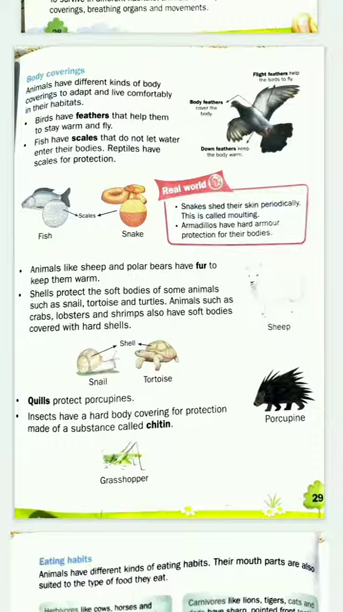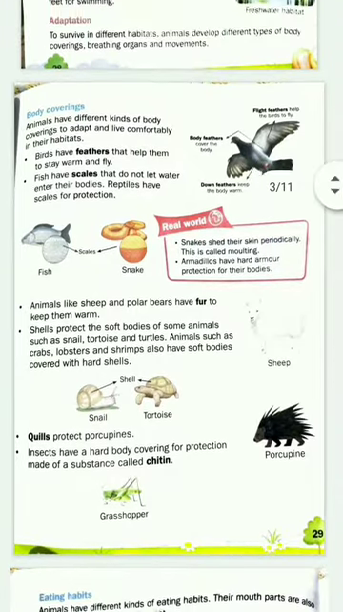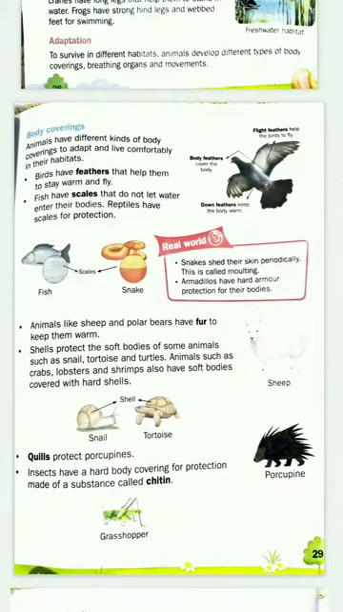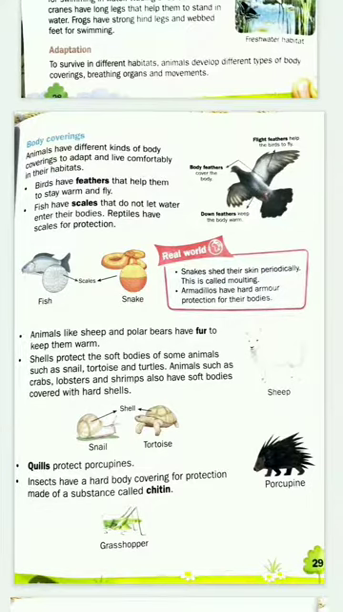Now you can see quills. Quills are small needle-like structures on the body of porcupines. You can see here they have needle-like structures which protect them from predators or from other things. And insects also have protection which is called chitin. These are the outer hard coverings present on the insect body which make them strong and help them to survive.